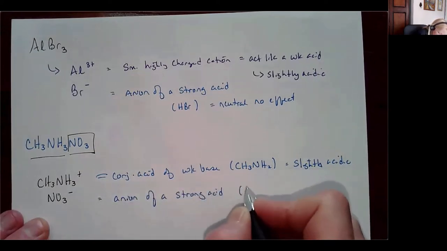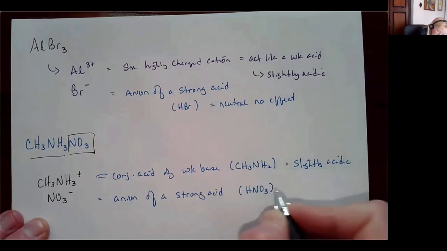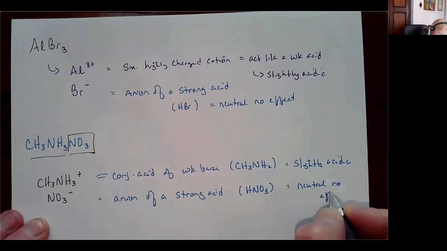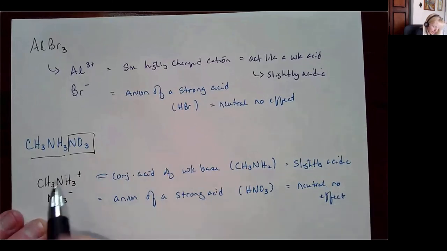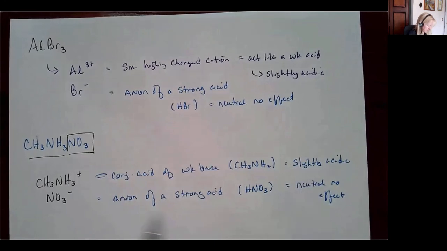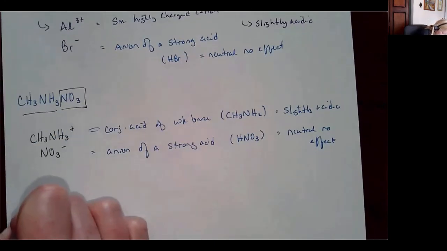NO3 minus, this is the anion of a strong acid. My strong acid is HNO3. That's one of the 6. So it's going to be neutral and have no effect. So overall, if I add this to water, it's going to reduce the pH and be slightly acidic. Let's look at one more.